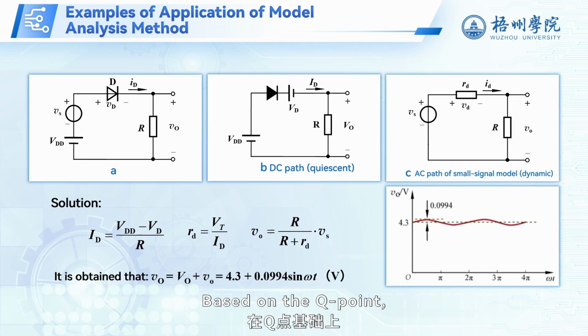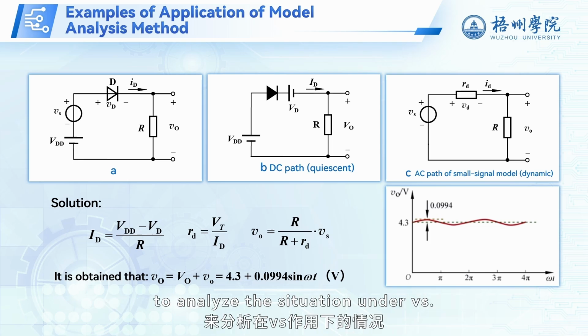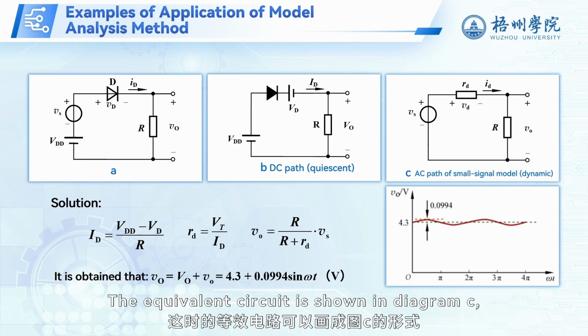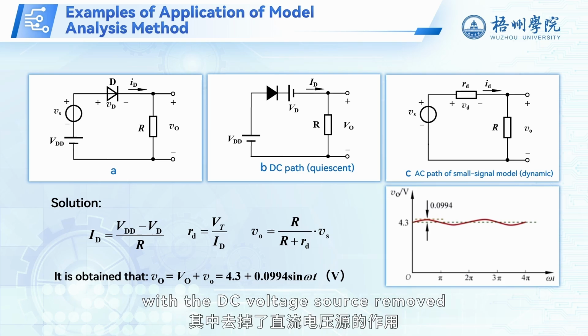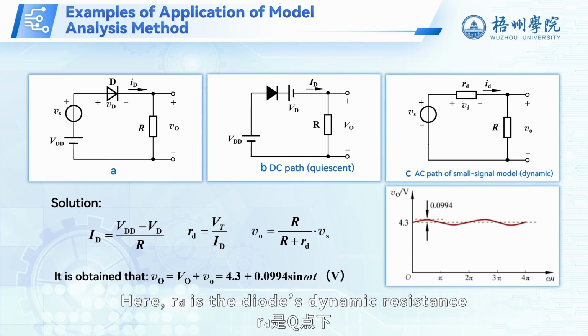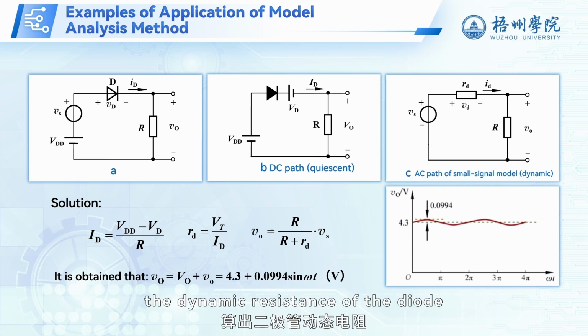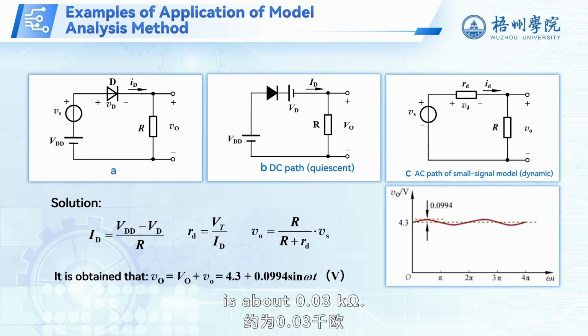Based on the Q-point, we can then use the diode small signal model to analyze the situation under Vs. The equivalent circuit is shown in diagram C, with the DC voltage source removed and the diode replaced by its small signal model. Here, RD is the diode's dynamic resistance at the Q-point. Based on the Q-point current, the dynamic resistance of the diode is about 0.03 kilo ohms.